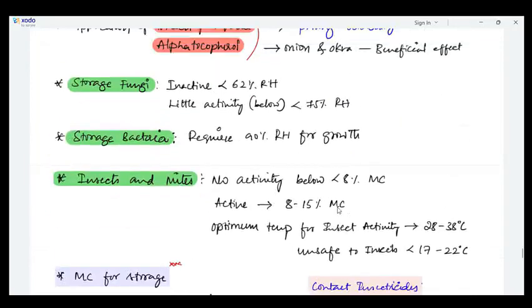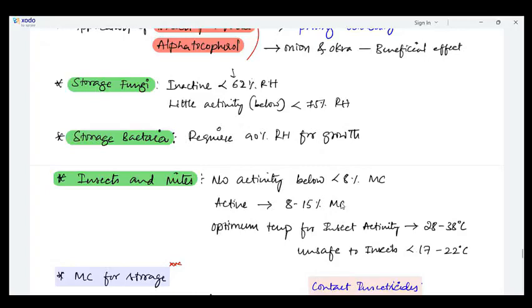Seed storage fungi survive or are inactive below 62% RH, and they show little activity below 75.